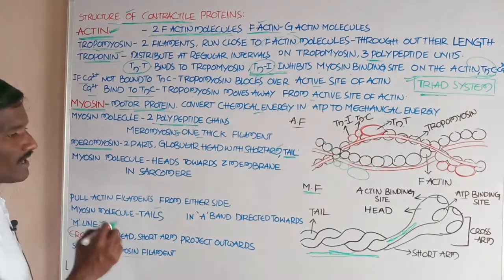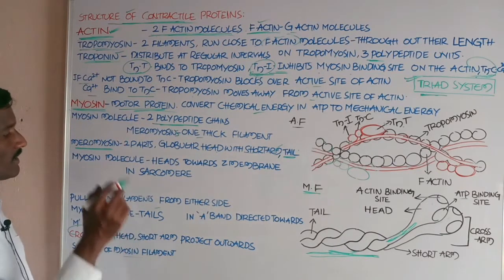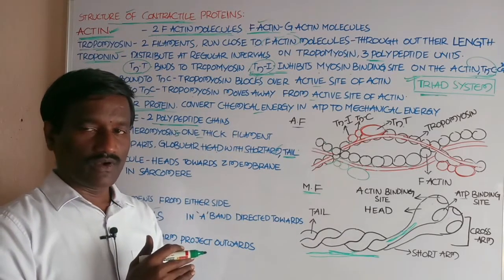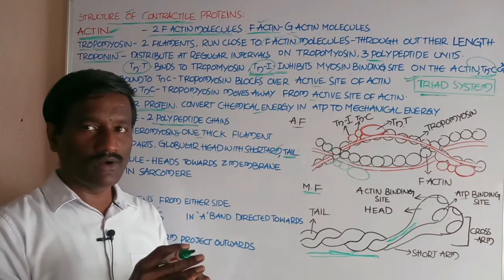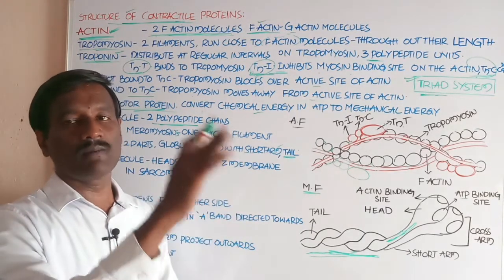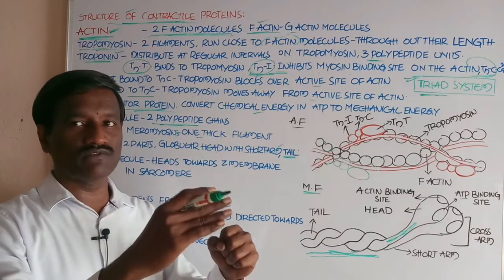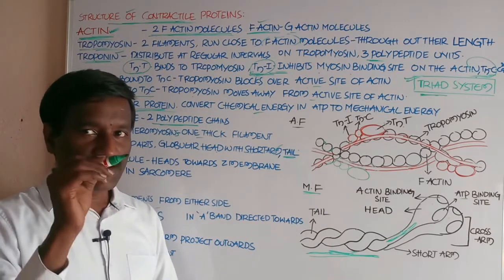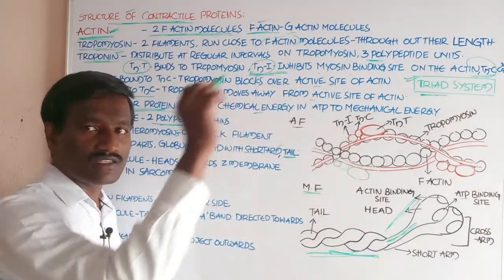Okay, student. This is the structure of the myosin filament. Heads of the myosin molecules on one side in each sarcomere, the portion between two Z lines is called a sarcomere, are towards the Z membrane. On the other side, the heads of the myosin molecules are towards the other Z membrane. So heads of the myosin molecules are always towards the Z membrane.